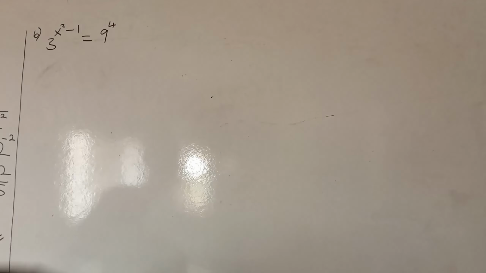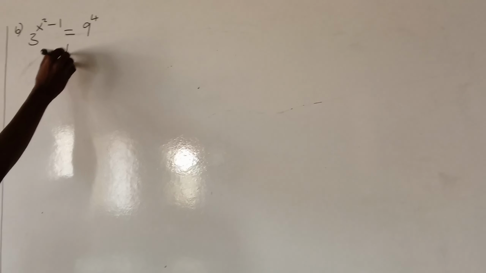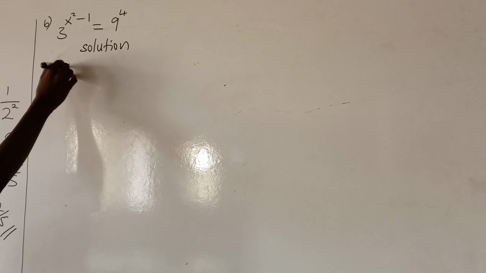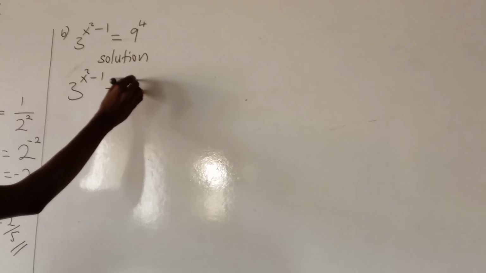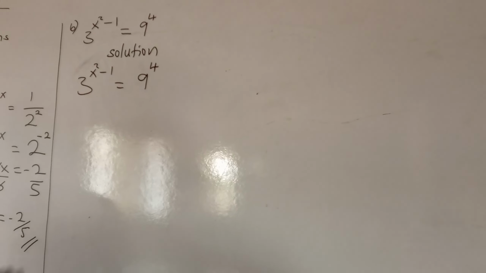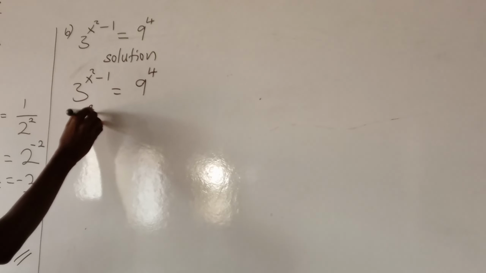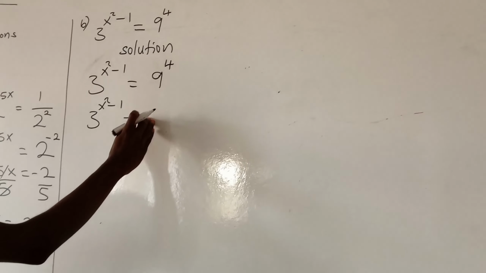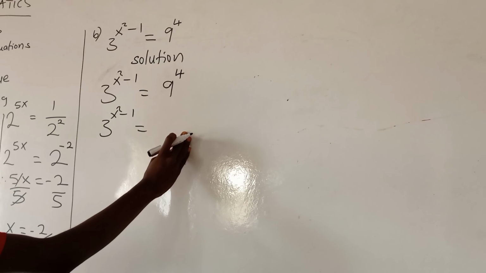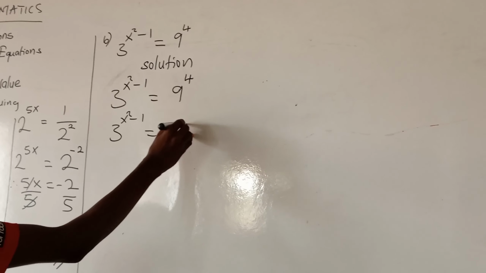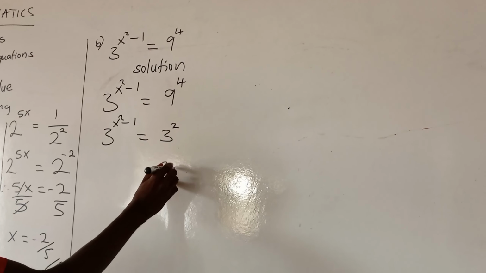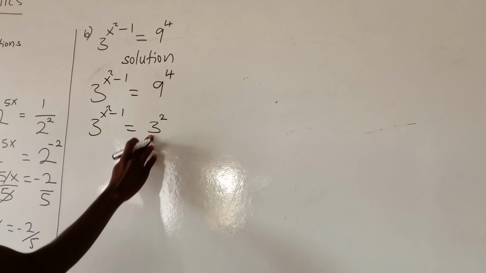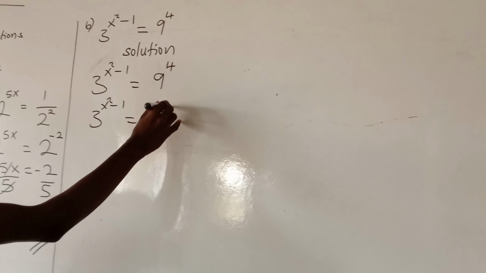Now this is B. Let's say solution. Now B says 3 raised to the power x squared minus 1 equals 9 raised to the power 4. So 3 raised to the power x squared minus 1 equals, we express this 9 in index form. 3 times 3. How many 3s do we multiply? 2. So you say 3 raised to the power 2. This means 3 times 3, not 3 times 2. Please take note of that. So 3 raised to the power 2 will give us 9, all raised to the power 4.